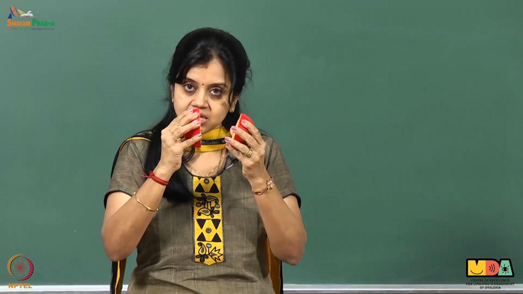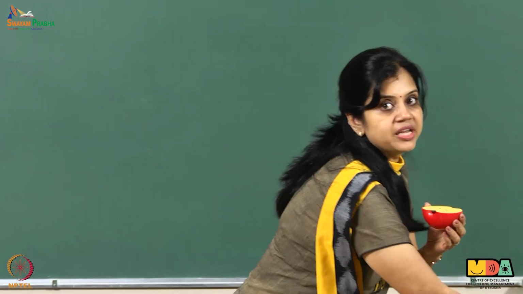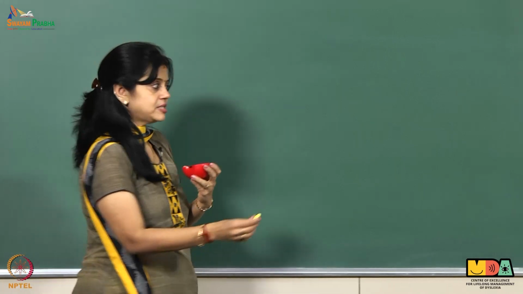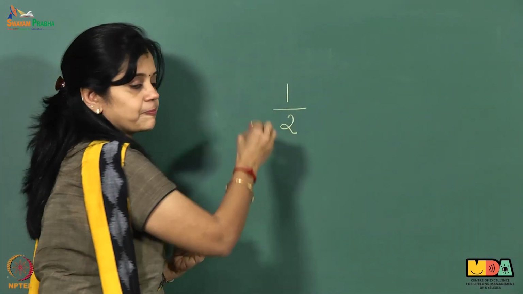So, over here out of these two pieces, if I take this alone, then that means 1 out of how many pieces? 2 pieces, and so I write it like this, 1 out of 2 pieces.